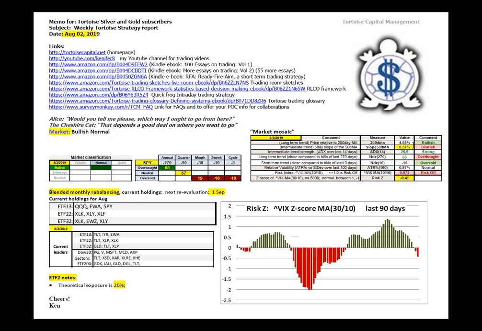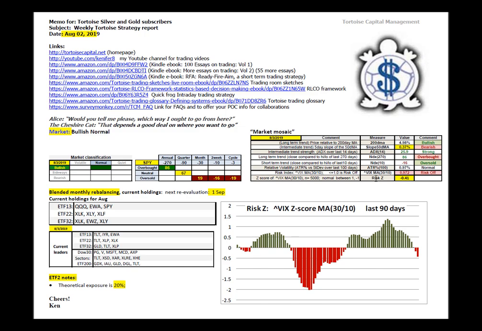In the market mosaic, we're still white bullish with price respect to the 200. The risk index dropped down into risk off conditions this week with a score of 0.972. 1.0 is a boundary between risk on and risk off.